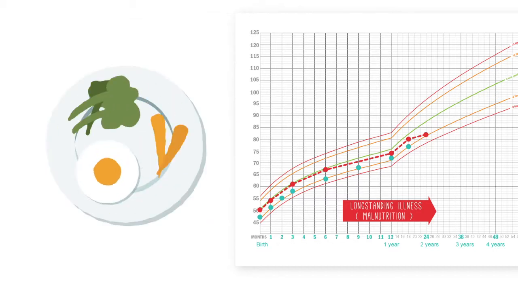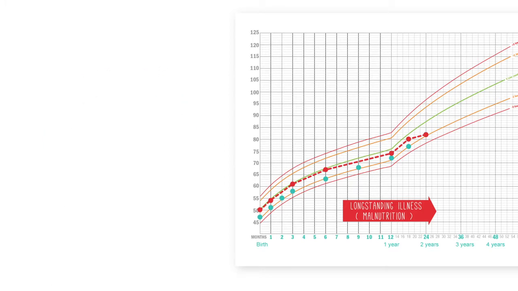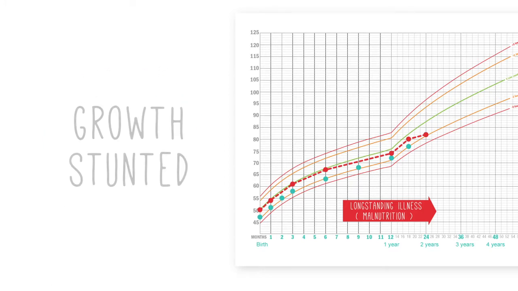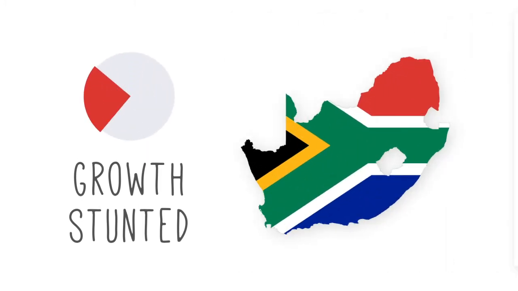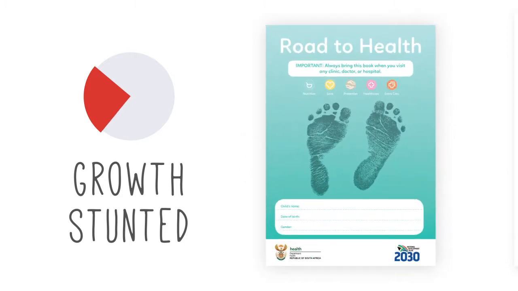So when a child doesn't receive enough nutritious foods to eat in the first years of life, that child can become growth stunted, which means that their height doesn't follow the growth curve that represents their full potential for growth. Growth stunting is still a serious problem in South Africa, so the fact that the new Road to Health book recommends routine monitoring of height for age is really a step in the right direction towards reducing growth stunting.